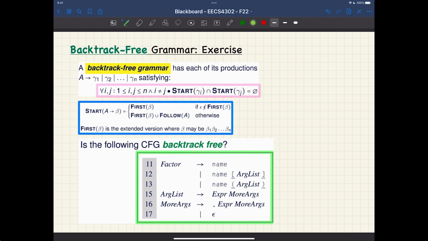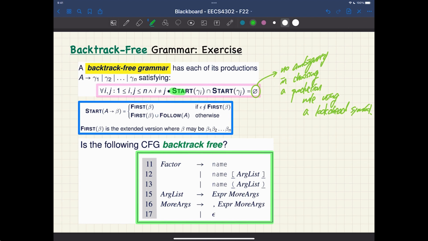And we'll see an example right away by doing this exercise. This is to say, no ambiguity in choosing a production rule using a look-ahead symbol. Right? That's something you will definitely see by doing this exercise. And you can see we're using the definition for start.